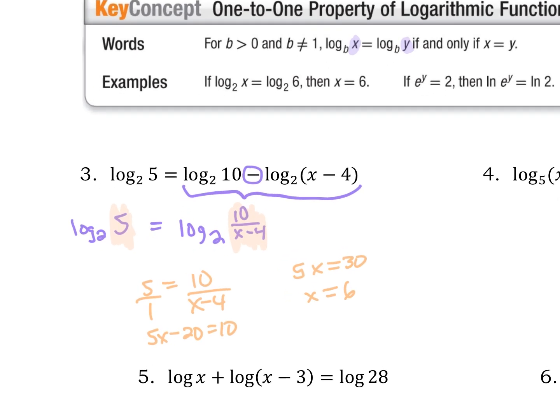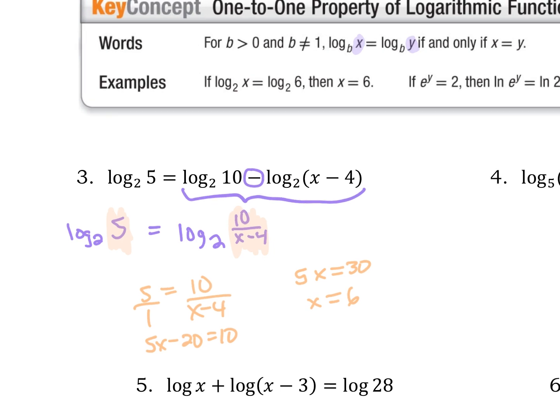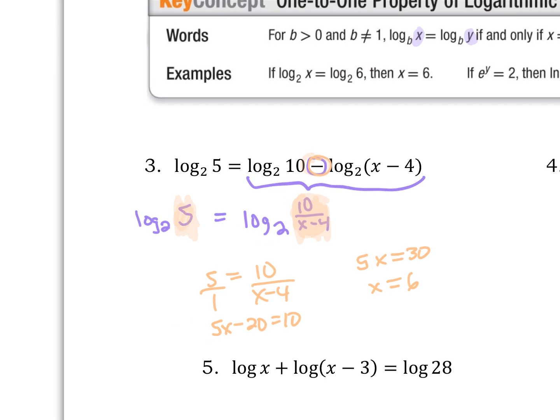All right, so let's take a look. So we rewrote using our properties. So the subtraction means we have division, right? Oops, I'm not in highlighter mode. So the subtraction here means we have division here, and then log base 2 of something equals log base 2 of something. I set those equal to each other. We're going to cross multiply and then solve.